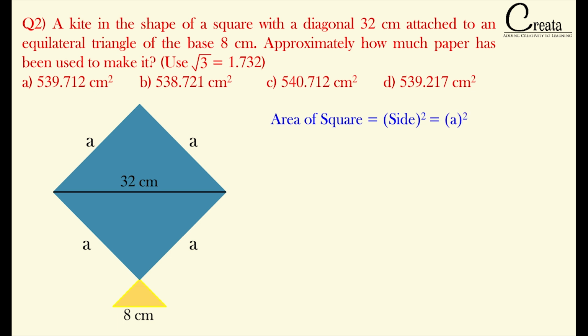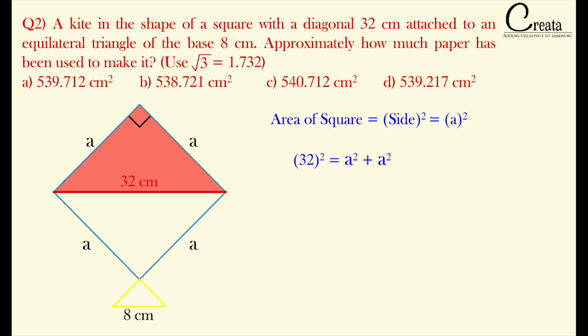We don't know the value of a, so firstly we will find the value of this a, that is the side of the square, with the help of this diagonal, that is 32 centimeter. We know all the four angles of a square are 90 degrees, which means this triangle will be a right angle triangle. This side, that is 32 centimeter, the diagonal, is the hypotenuse. So we can apply the Pythagoras.